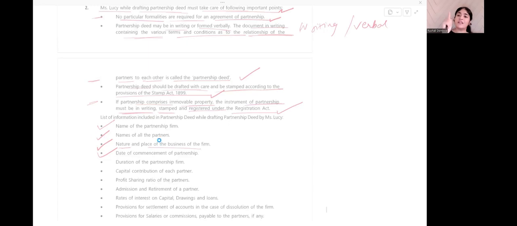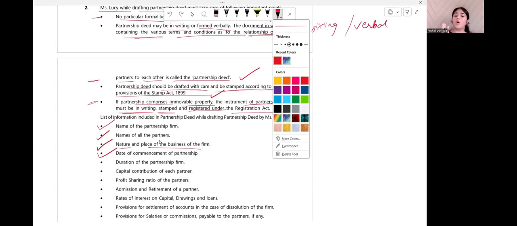Okay, so name of partnership, name of all the partners, their residential address, etc., their age also is to be mentioned. Then you have to write nature and place of business of the partnership firm, date of commencement of the partnership firm, period of the partnership firm, capital contribution, rate of interest for drawing, capital, loan, admission, retirement provisions, profit sharing ratio. All these are your simple points which you can remember.